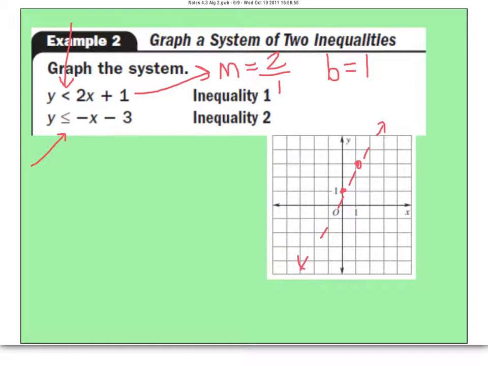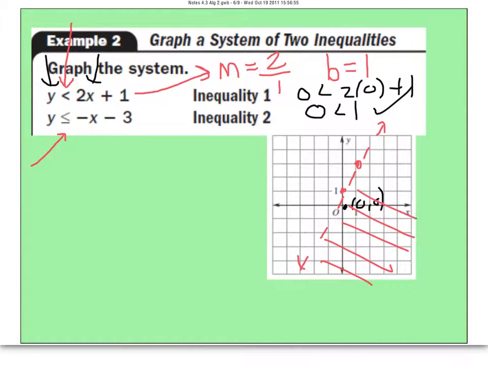And then I want to figure out what side to shade on. So I am going to pick, again, if 0, 0 is not on the line, I can choose it. So it's right there. I'm going to put 0, 0 in for the y and the x. So that would give me 0 is less than 2 times 0 plus 1, which simplifies to 0 is less than 1. Is 0 less than 1? Yes, it is. I chose the correct side, so I'm going to shade over here.